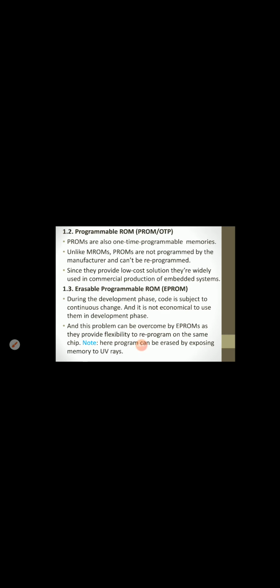Now the second one is programmable ROM or OTP, one-time programmable. PROMs are also one-time programmable memories only. Along with the MROMs, the PROMs are also one-time programmable memories. Unlike MROMs, PROMs are not programmed by the manufacturer. The MROMs are programmed by the manufacturer by hardware technology, but here they are not programmed by the manufacturer and cannot be reprogrammed.